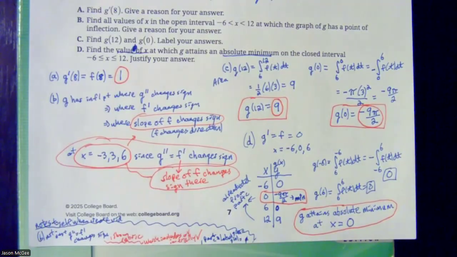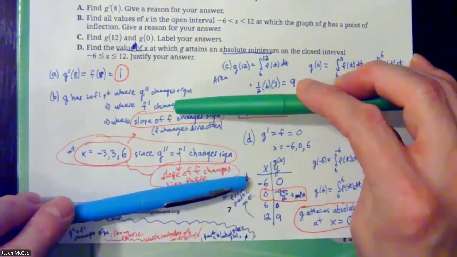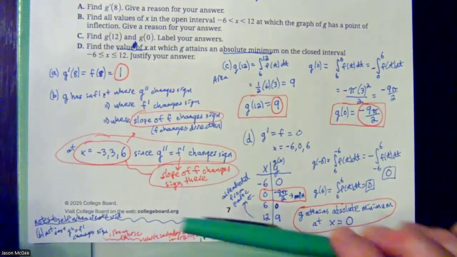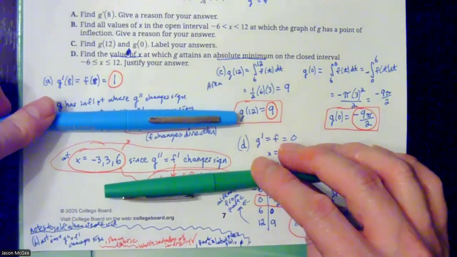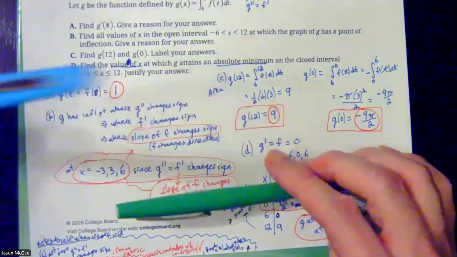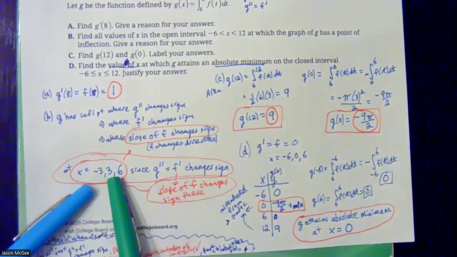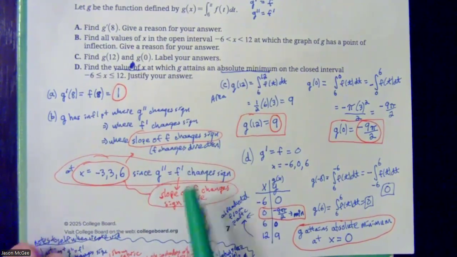So there are a few different things that they can apply. If you don't have this connection where the slope of f changes sign, you won't get full credit for that. Like if I take that away and I just put g double prime equals f prime changes sign, you'll get some credit, but not full credit for that. And so I got the answers down there. I mentioned that, but at some point they need to see that's where the slope of f is changing sign.